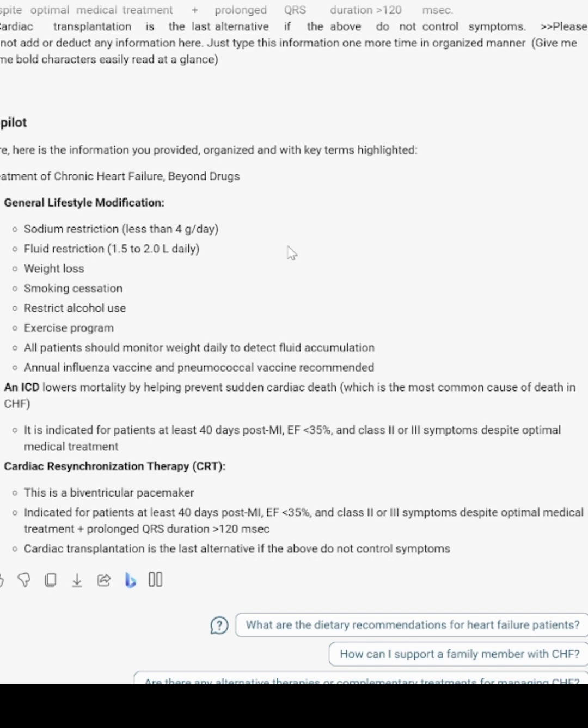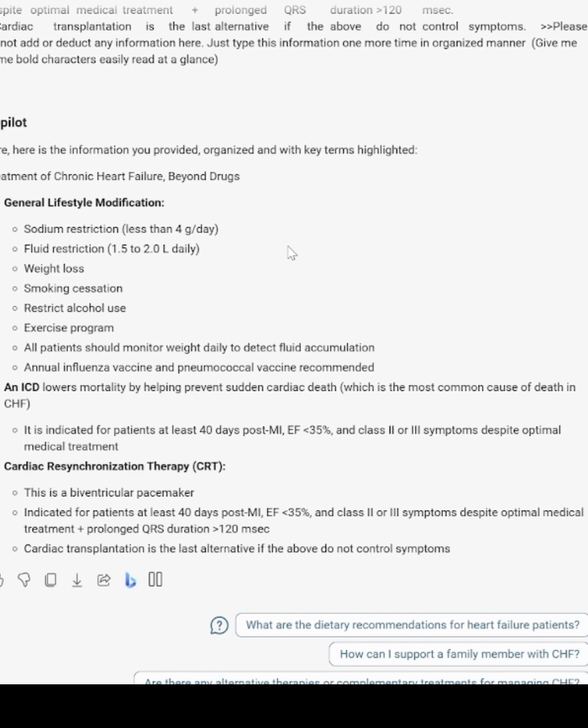An ICD lowers mortality by helping prevent sudden cardiac death, which is the most common cause of death in CHF. It is indicated for patients at least 40 days post-MI, EF less than 35%, and class 2 or 3 symptoms despite optimal medical treatment. Cardiac resynchronization therapy, CRT. This is a biventricular pacemaker.